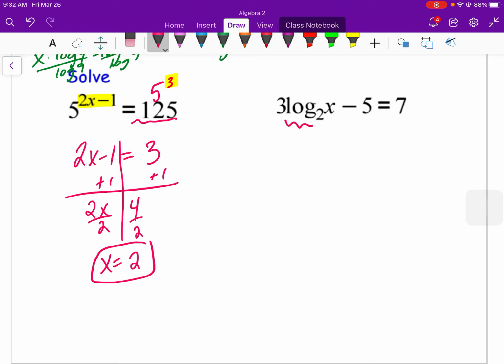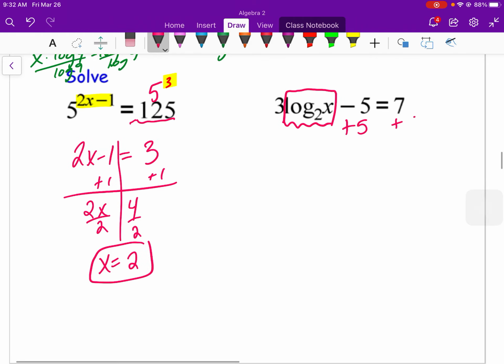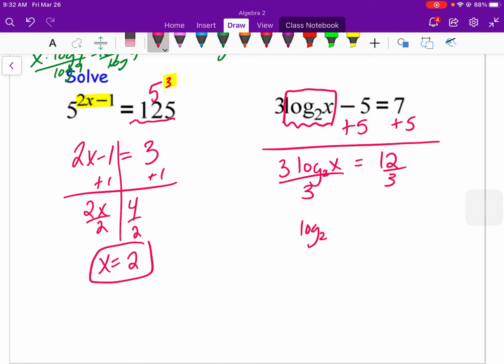Okay, and this one is a log, so I'm going to exponentiate each side, but I have to get this part by itself first. So the first thing I'll need to do is add 5, get 3 log base 2 of x equals 12. Then you'll have to divide by 3, log base 2 of x equals 4.